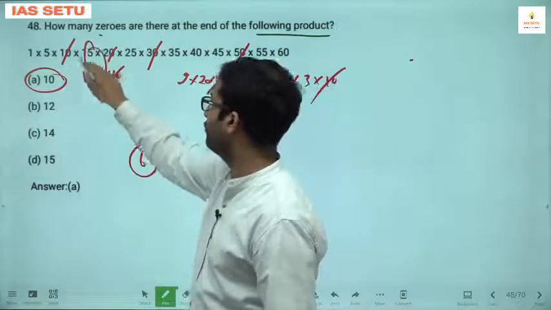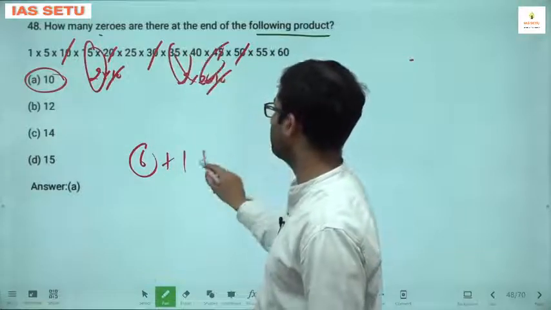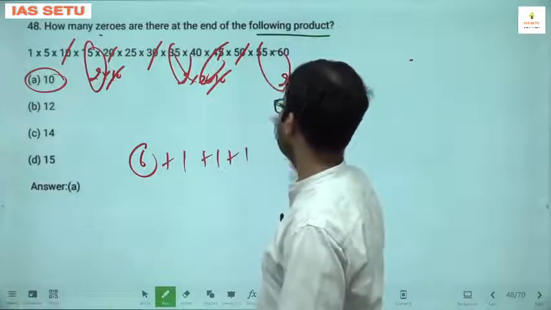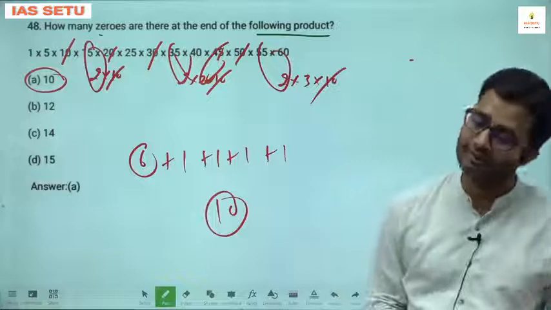Then this 2 into 5 gives one more 0. This 2 into 5, this 2 into 5, we get 1 plus 1. And this 2 into 5, further 1. So here, every 2 will help you.